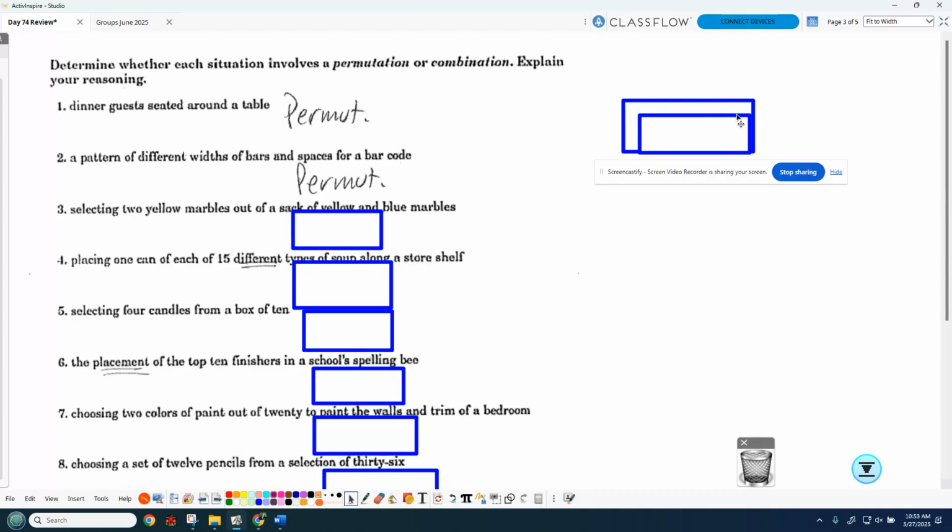Sorry, what's your question? For number 4, would the spot matter if it's just soup? If it's just soup, they're all the same thing.